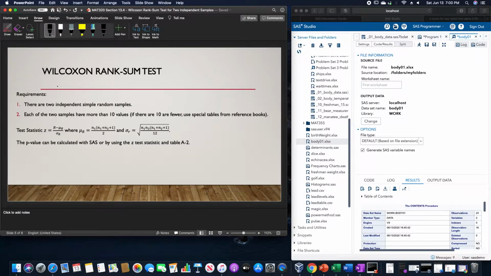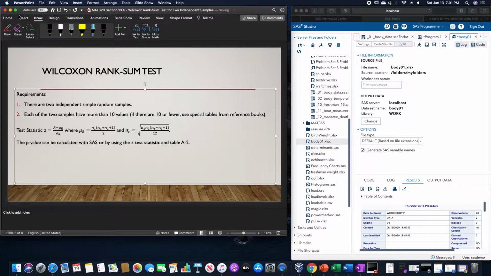The requirements of this test are that we have two independent simple random samples. Each of the two samples has more than 10 values. If there are 10 or fewer, use special tables from the reference books. The test statistic that we have for this particular test.